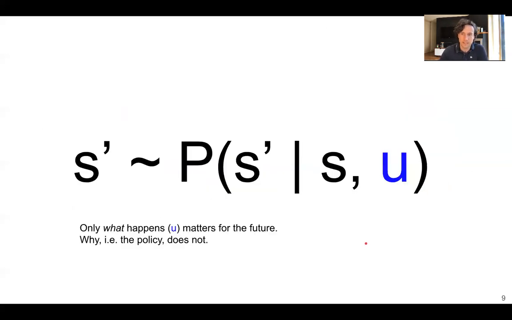Now, I want to emphasize this again. In single agent reinforcement learning, it doesn't matter why a given action U was taken. I don't care about which policy generated this U in order to understand what's going to happen next. All I need to know is the Markov state S and the action U. And that means exploration over actions is perfectly appropriate in order to learn a good policy.